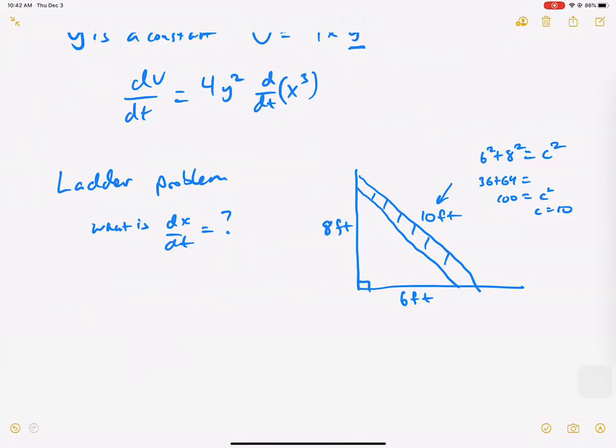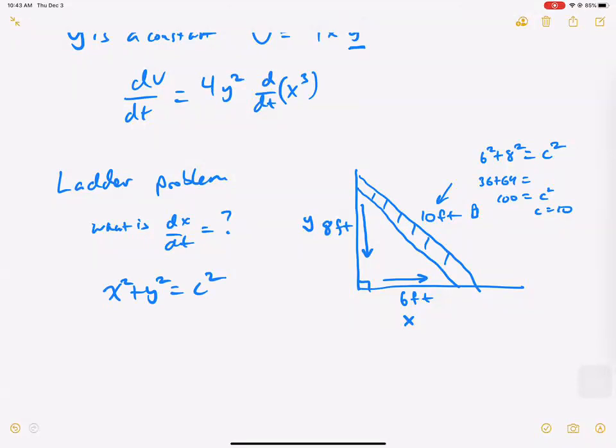So what here would be constant? I want you guys to think about it. If this ladder is sliding down and sliding out, is the y value or the x value going to be constant? No, right? Because they're in motion. But the ladder itself, for all these problems, is always locked into place. That's a 10-foot ladder, and it will stay a 10-foot ladder. So we set this equation: x squared plus y squared is equal to c squared.